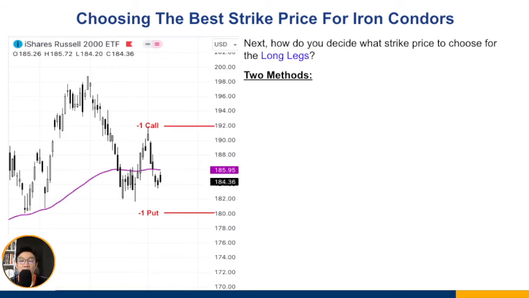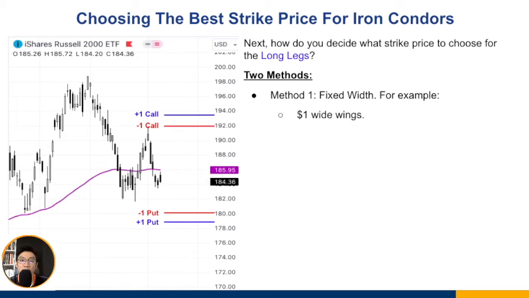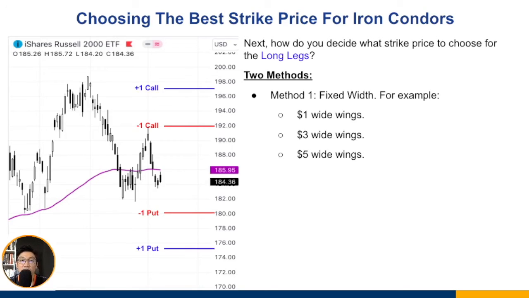Right, and again, there are 2 methods for this. So the very first method is by using a fixed width. So for example, maybe you have a $1 wide Iron Condor, and you also have a $3 wide Iron Condor or a $5 wide Iron Condor. Then from there, you will basically just increase the contract sizes based on your risk per trade.